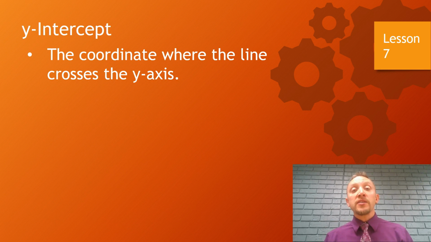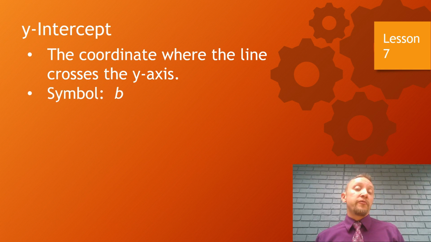Now a graph might cross the x-axis as well, and that's called the x-intercept. But that's not what we want. We want the y-intercept. Alright, so we had a symbol for slope. Remember that symbol for slope was m.